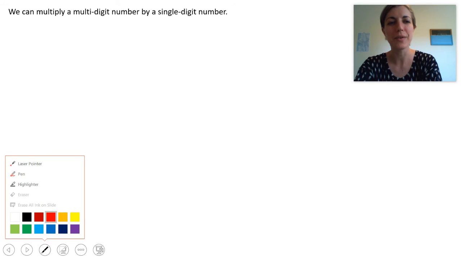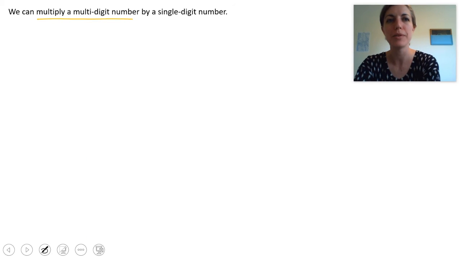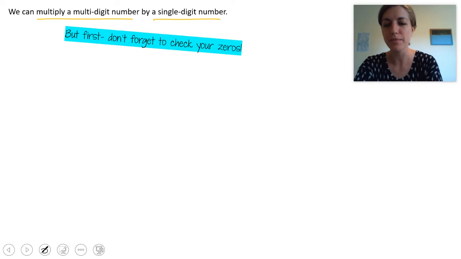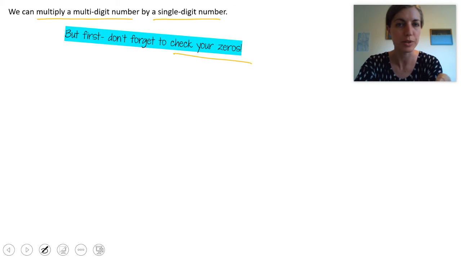Everyone, in this video, we are going to multiply a multi-digit number by a single-digit number. But before we do that, let's remember to check our zeros. We talked in the fall about how when you multiply by a multiple of 10, you have to carry that larger place value into the product.